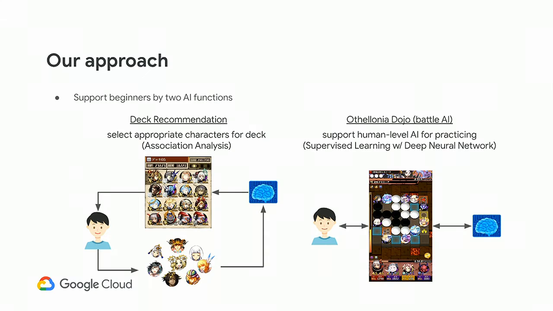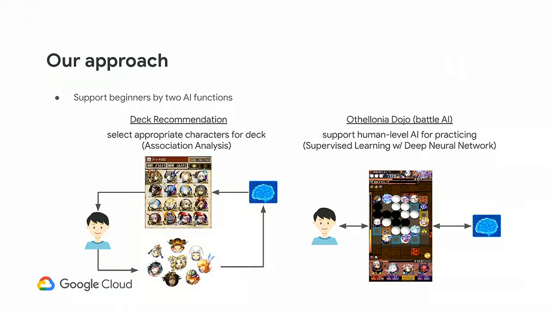Here's our approach. To support beginners, we have provided two functions. The first one is the deck recommendation system, which selects appropriate characters from players' piecebooks. And we are using association analysis to provide a better recommendation. The second one is Battle AI, which we call Othellonia Dojo. In these functions, we have developed AI that can play at any level. A deep neural network is used for this AI. Later, Iki will explain how these techniques are used in our cases.